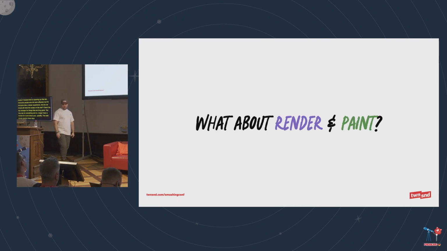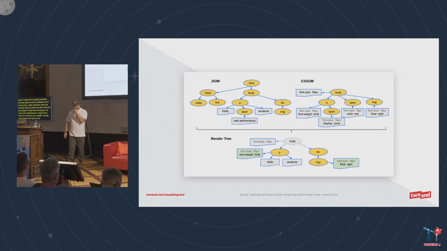What about render and paint? Well, the first thing to understand here is that our DOM and CSS get combined together to build a render tree.